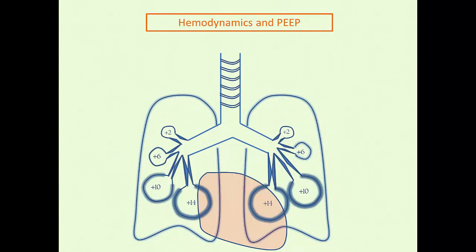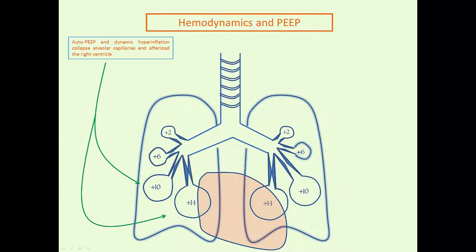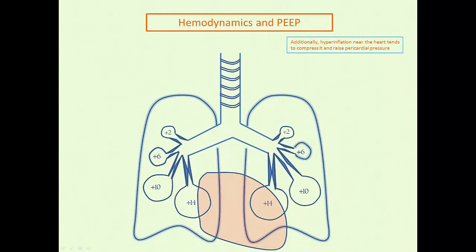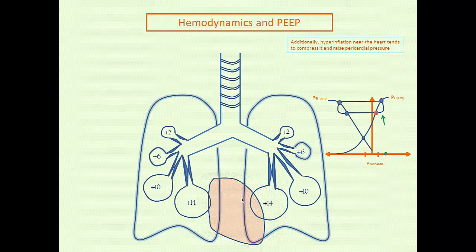So this is a cartoon of hemodynamics and PEEP. Auto PEEP and dynamic hyperinflation tend to collapse alveolar capillaries, which are these glowing alveoli down here. So they shrink, and the lower lobe gas trapping near the heart tends to compress it and raise pericardial pressure. So you'll see that the intrathoracic pressure will start to increase on this Campbell diagram here, and the heart size will shrink. And this is why you see these little teardrop-shaped hearts in emphysematous patients.